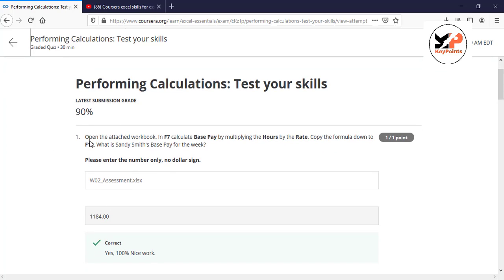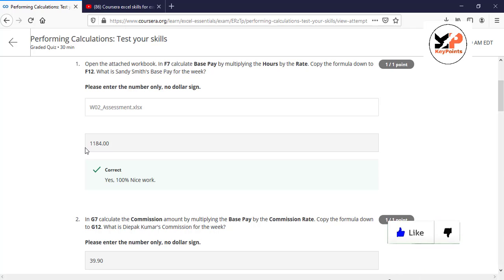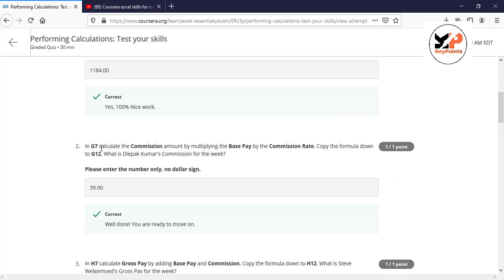So the first question is: open the attached workbook. In F7, calculate base pay by multiplying the hours by the rate. Copy the formula down to F12. What is Sandy Smith's base pay for the week? Please enter the number only, no dollar sign. So this answer is 1184.